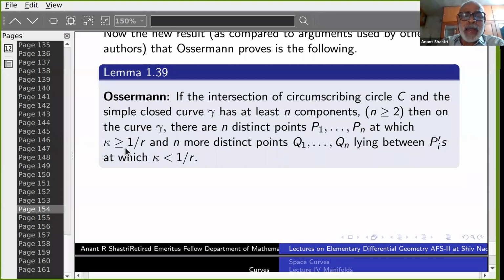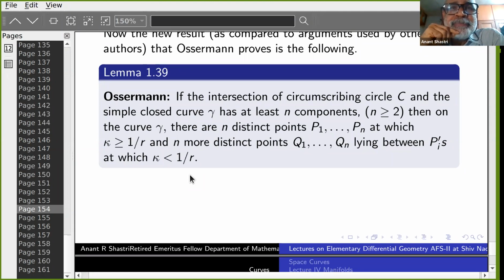Okay. So at one point P1, it's bigger than or equal to 1 by r. And again at P2, it's bigger than or equal to 1 by r. But at Q1, it is less than 1 by r. So draw the curve at 2 points, P1 and P2. The value of the function kappa, the y coordinate, you can say, is greater than 1 by r. In between, at Q1, it is smaller. Therefore, between P1 and P2, there must be a local minimum.